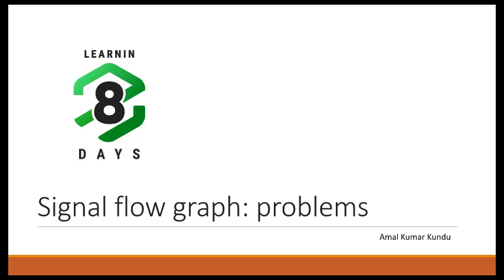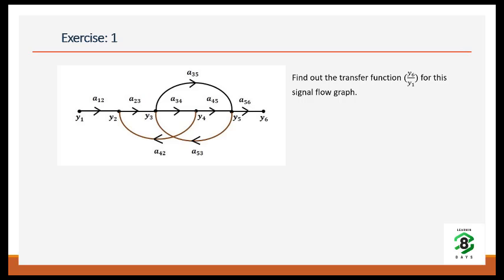Today I will solve a few problems on signal flow graph. This is basically the application of Mason's gain formula, which helps us to identify the relation between output and input of a given system.